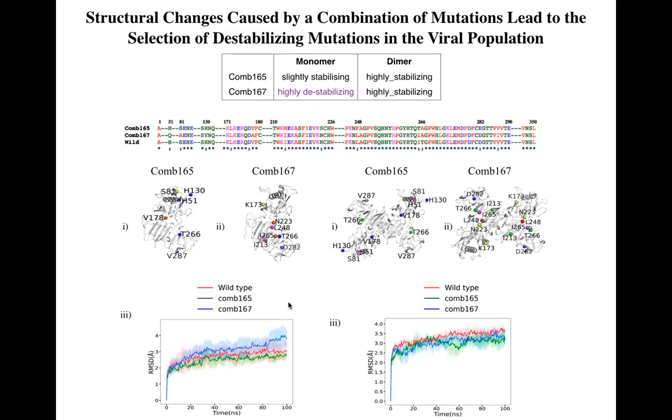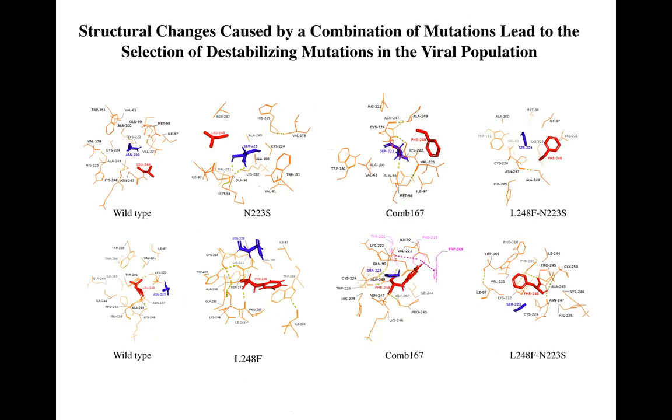So for this, we carried out molecular simulation runs in triplicate, and we see this behavior in their RMSD also. We see that combination 167, which is destabilizing in monomer, has not been stabilized for 100 nanoseconds with respect to RMSD. Whereas in the case of dimer, both combinations are stabilizing and way below the RMSD of the wild type. So this suggested that these kinds of destabilizing mutations can occur due to the stabilizing effect of a whole combination of mutations.